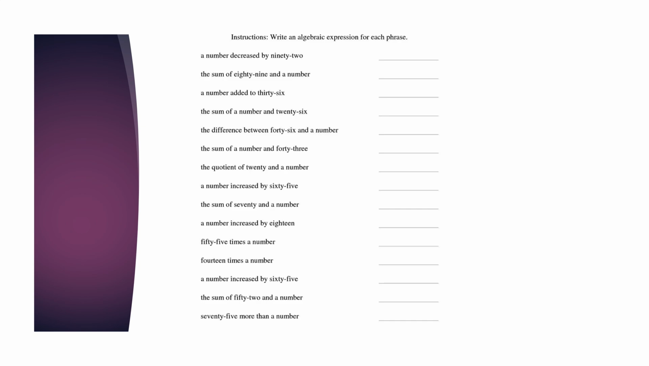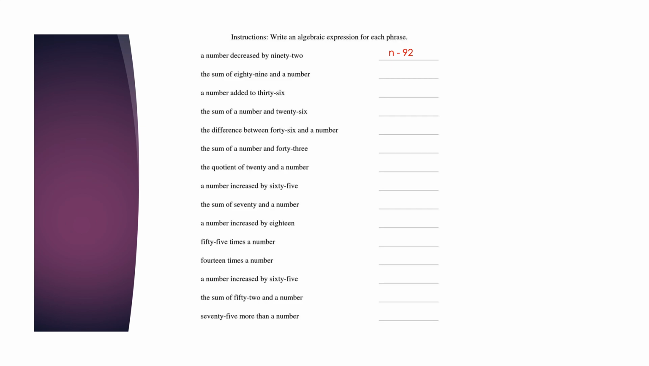Okay, write an algebraic expression for each phrase. You're going to do stop and start, and then I'll come back with the answers. Okay, so the first one says a number decreased by 92. We're clearly starting with the number, and the order of the terms is extremely important with subtraction. So the number is being decreased, so that's n minus 92.